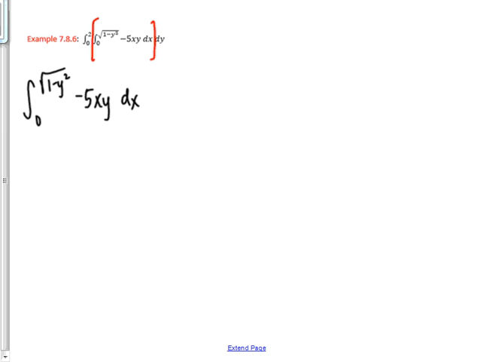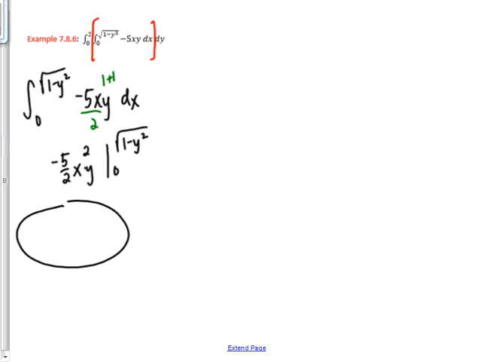Okay, so my dummy's dx, integrate x. So add 1 to it, divide by the new power. So end up with a negative 5 halves x squared y from 0 to square root of 1 minus y squared. Alright, so it looks kind of funny, but watch what happens when we plug it in.